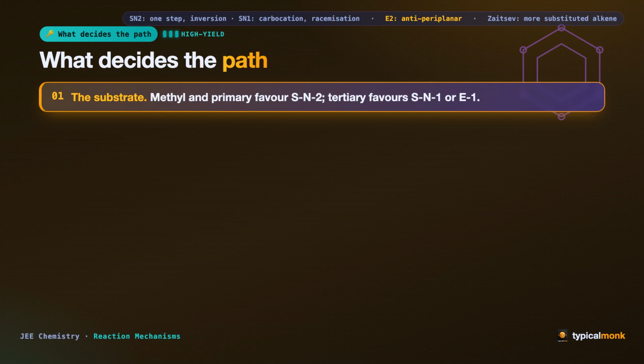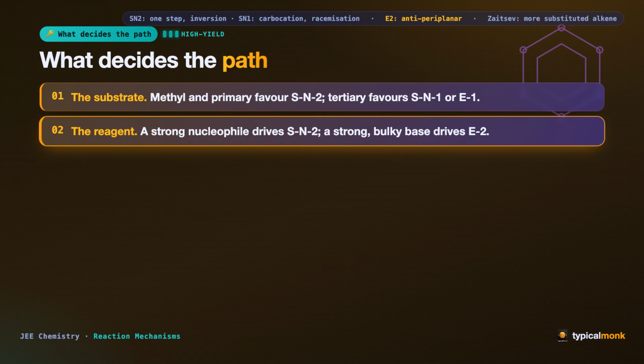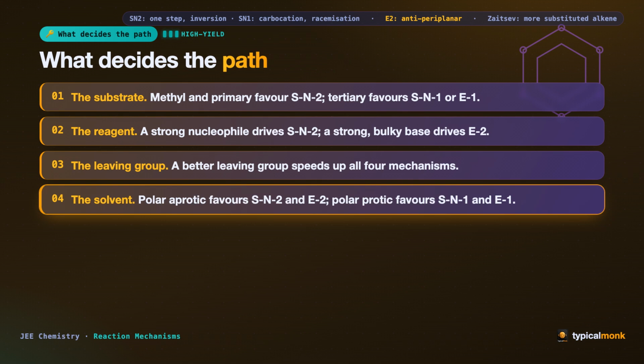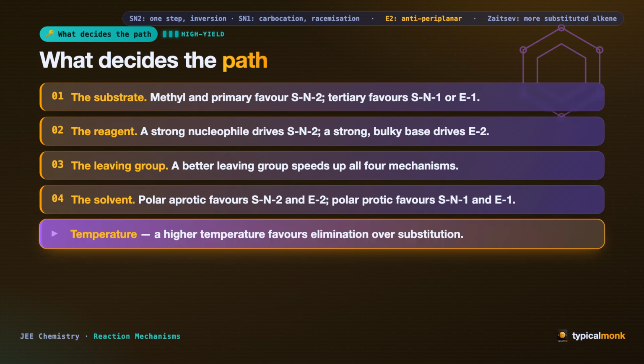Now, what actually chooses the mechanism? The substrate. Methyl and primary favor SN2, tertiary favors SN1 or E1. The reagent. A strong nucleophile drives SN2, a strong bulky base drives E2. The leaving group. A better leaving group speeds up all four mechanisms. The solvent. Polar aprotic favors SN2 and E2. Polar protic favors SN1 and E1. Temperature. A higher temperature favors elimination over substitution.